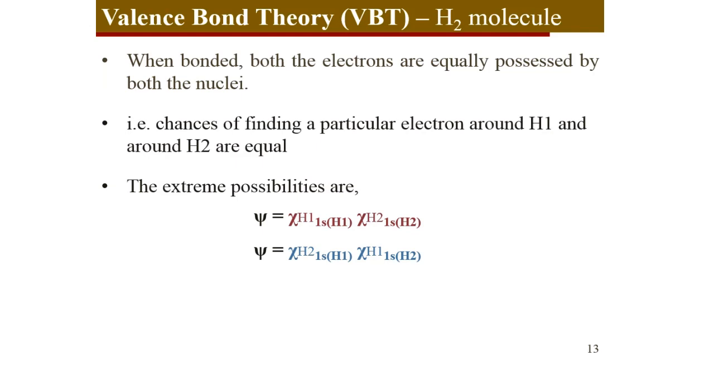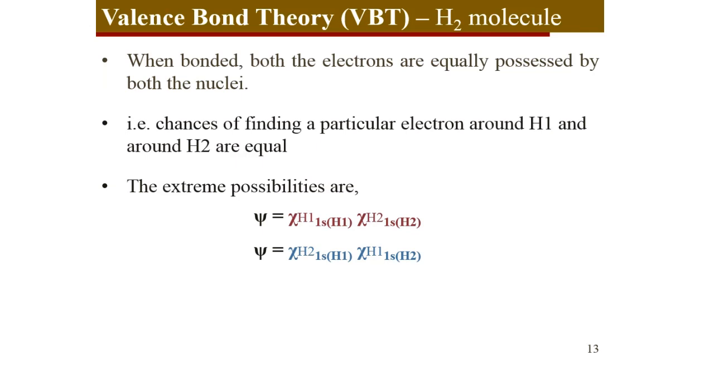One extreme possibility is that electron 1 from the first hydrogen is confined to the first nucleus, and electron 2 of the second hydrogen is confined to the second nucleus. The other extreme is that the first electron, belonging to the first hydrogen, is now confined to the second hydrogen nucleus, and similarly the second electron, belonging to the second hydrogen atom, now belongs to the first hydrogen. In a molecule, you cannot say this electron belongs to this particular nucleus or the other electron belongs to the other. In a molecule, electrons are equally shared.